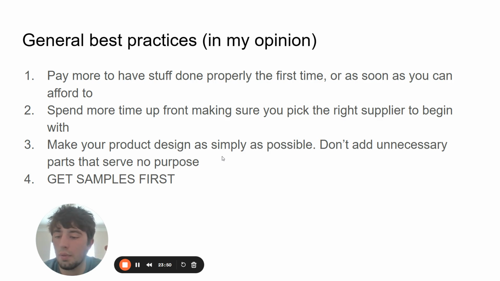Pay somebody, if you have the money, to have it professionally designed to begin with. Don't just work with your manufacturer's engineers or designers to have the product design built if they haven't exhibited that they can do a really good job at it. It would be better to get the design done professionally by somebody who isn't the manufacturer if you're really trying to do it properly. It may cost more, but it's probably going to result in a better product if you choose the right person. And then lastly, get samples first.